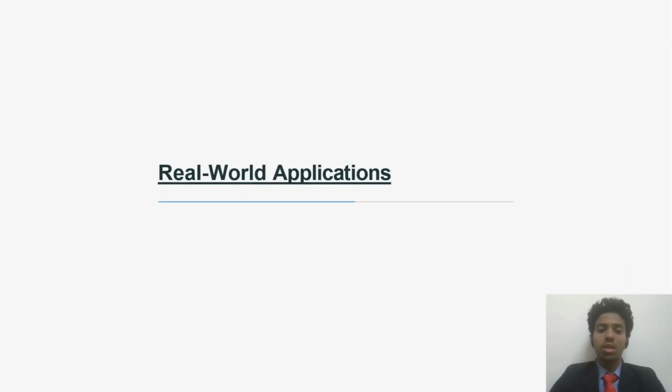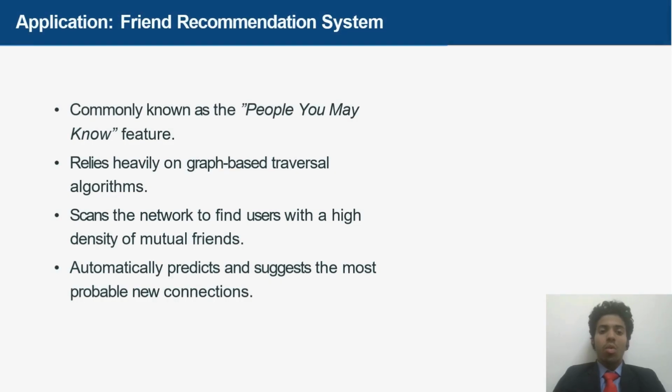Real-world applications. One of the most practical applications of graph theory in social networks is the People You May Know feature. The system uses traversal algorithms to analyze the network structure. It scans for users who share a high number of mutual friends, based on structural similarity. It predicts potential connections and displays them as suggestions. This feature significantly increases user interaction as well as network expansion.